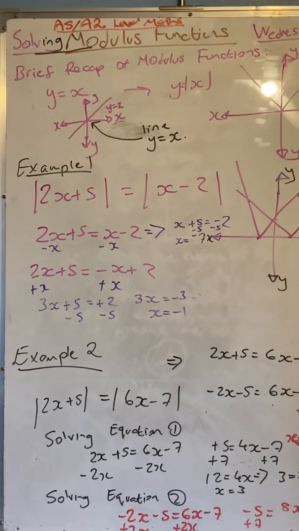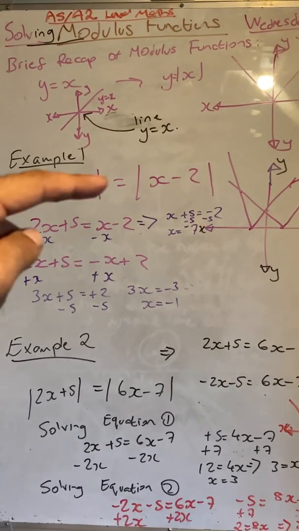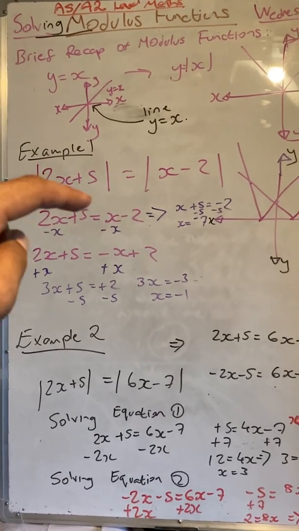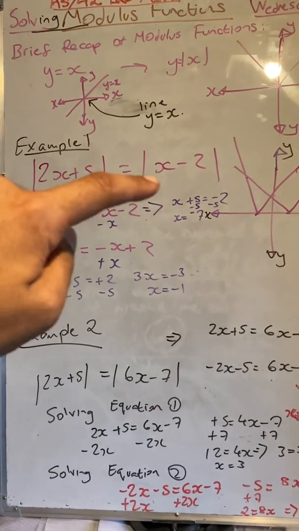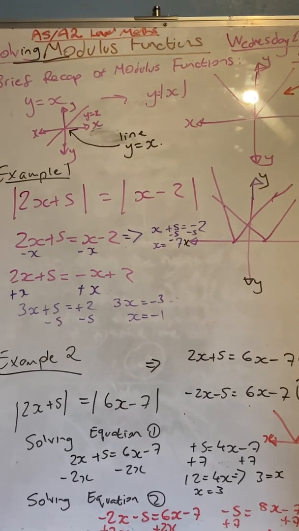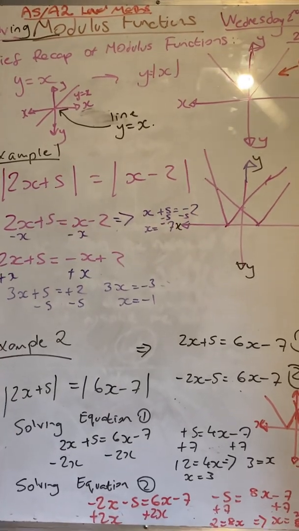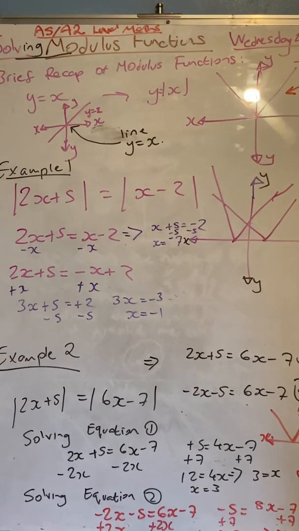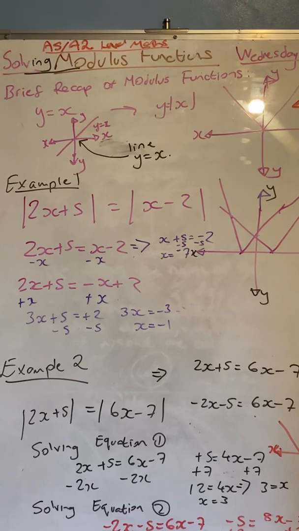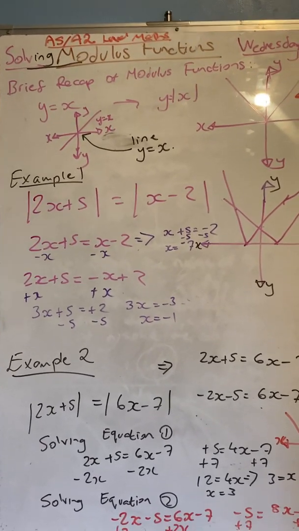So 2x plus 5 equals x minus 2. Solving that, minus x on both sides. So I get 1x there, x minus x is going to be 0. So I get x plus 5 equals negative 2. The opposite of adding 5 is to subtract 5 on both sides. So minus 5 on both sides, I get x is negative 7. So one of my solutions is x equals minus 7.